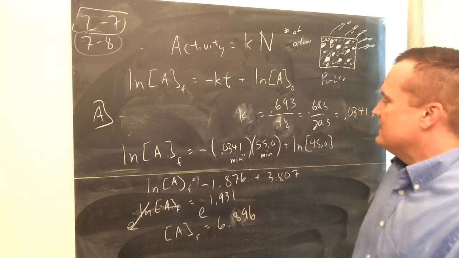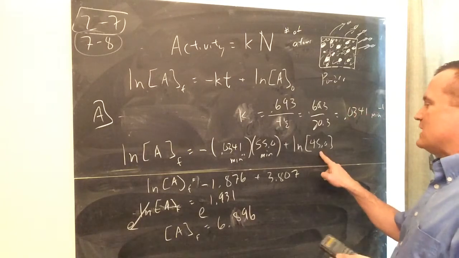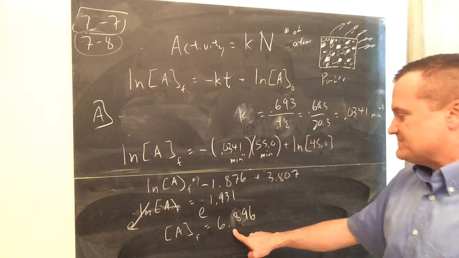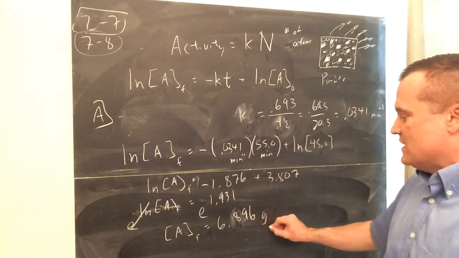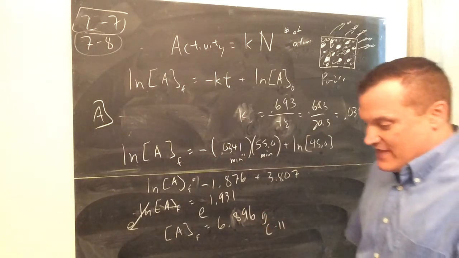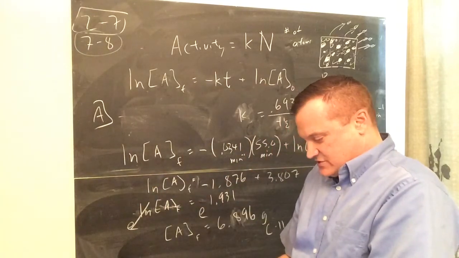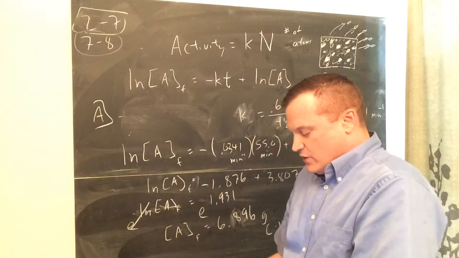So what does this mean? You started the experiment with 45 grams of carbon-11, but at the end of the experiment, you only had 6.896 grams of carbon-11. That was your final there. Is that all they asked in that question? Yeah. How much will remain?